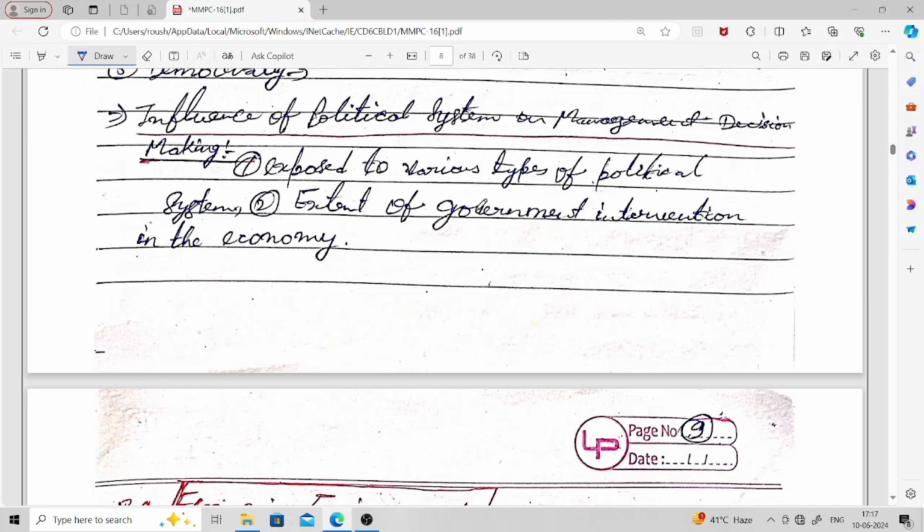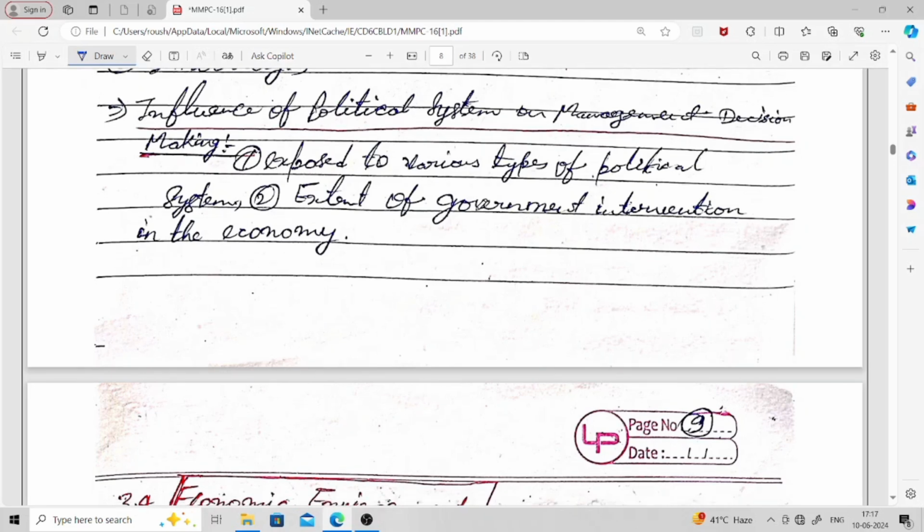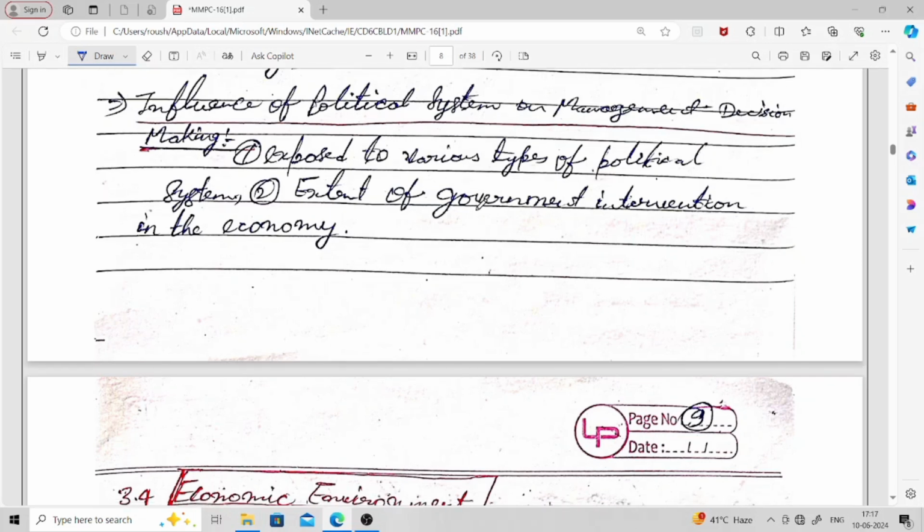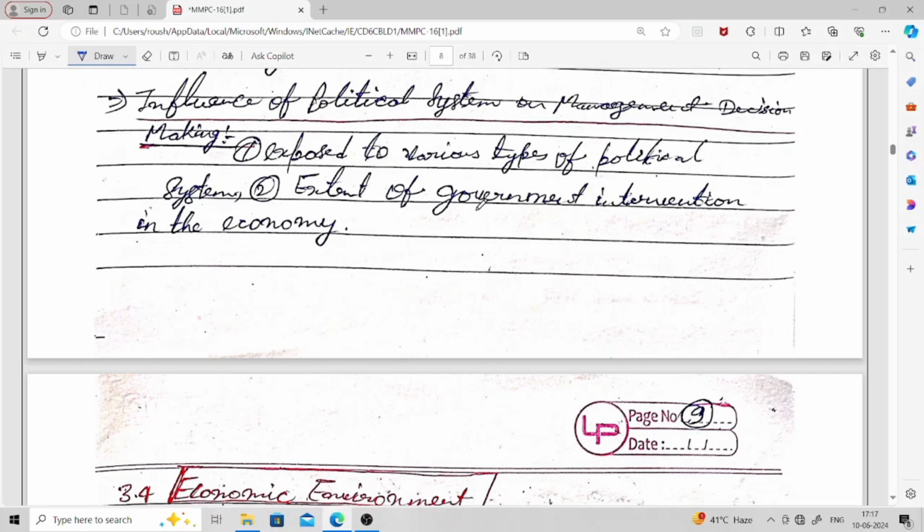The second is the extent of government intervention in the economy. How much government intervention there is in the economy also affects management decisions, because if there is less involvement of the government in the economic system, then managers will have to think more about the market economy as compared to the regulatory economy, which is about the centralized economy. Managers need to keep that in mind when taking decisions.